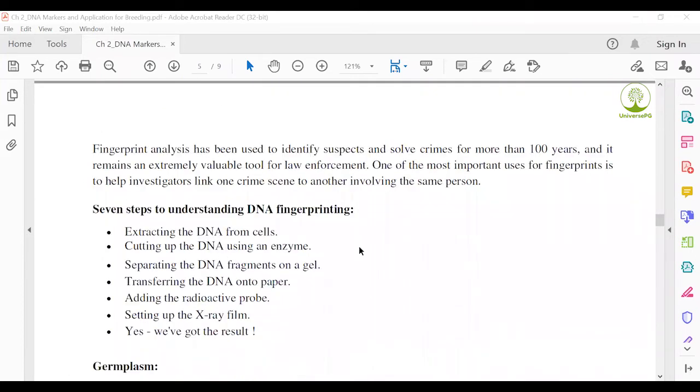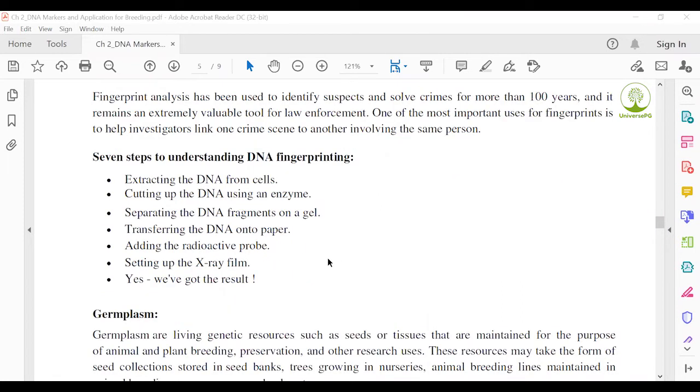Seven steps to understand DNA fingerprinting. How many steps are needed for understanding DNA fingerprinting? Generally, seven steps are involved in this process. First, extracting the DNA from the cell. Second, cutting up the DNA using an enzyme. Generally, we use different types of restriction enzymes to cut up a specific fragment. Third, separating the DNA fragments on a gel.